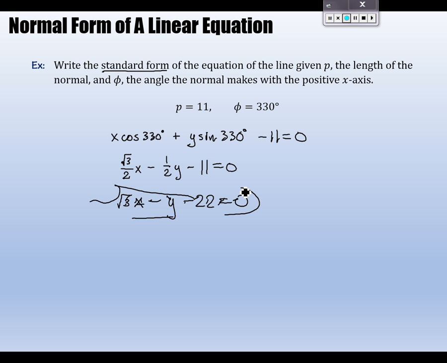On quizzes, will it specifically say standard form? I mean, I will be a little flexible. I don't know.